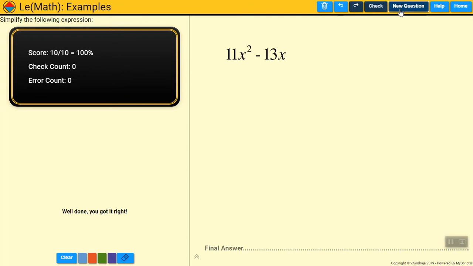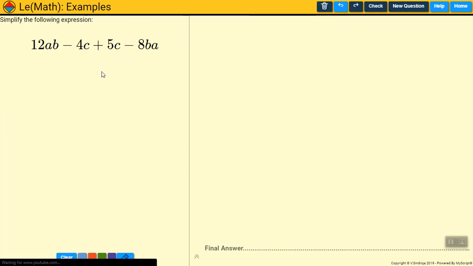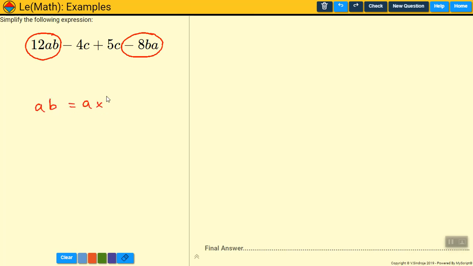We're going to do one more. This is another one that confuses people. How do you simplify this expression here? This 12ab, believe it or not, is similar to this minus 8ba, because remember what AB means. It just means A times B, but that's the same as B times A, so you can write it as BA. Those two things are equivalent to each other. AB and BA are technically equivalent.